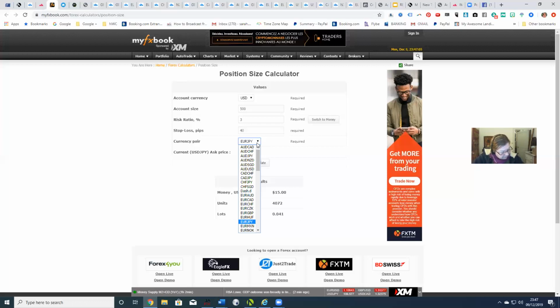Let's see what it says for NZD JPY. So on NZD JPY, calculate. Okay, so sod's law, it's telling me the same lot size. Sure, there'll be one where it doesn't. And then the third one is NZD USD. What lot size is it telling us?